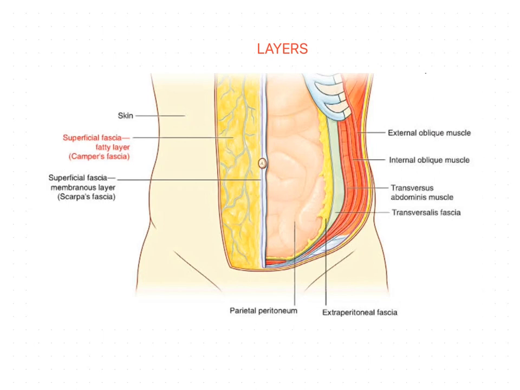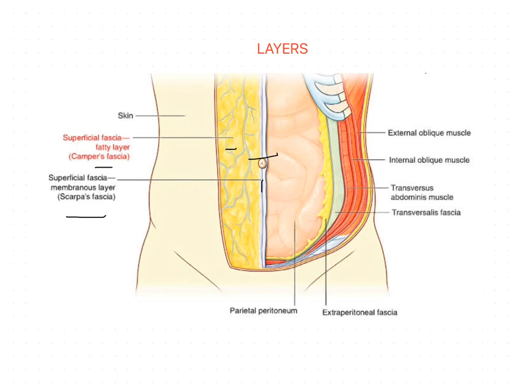One is the superficial fatty layer and the deeper membranous layer. The superficial fatty layer is called Camper's fascia and the deep membranous layer is called Scarpa's fascia. These superficial fascial layers are not clearly differentiated in the abdominal wall above the umbilicus. Below the umbilicus, that is the lower abdominal region, we will find such differentiation, that is the superficial fatty layer as well as the deeper membranous layer.